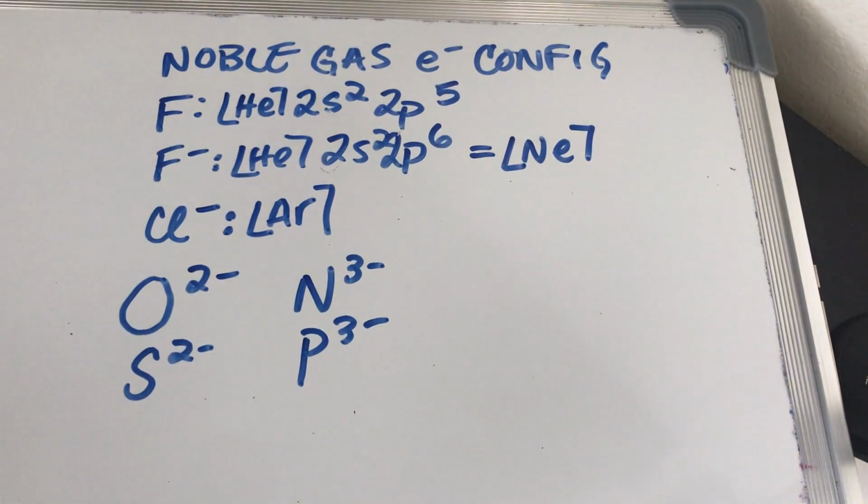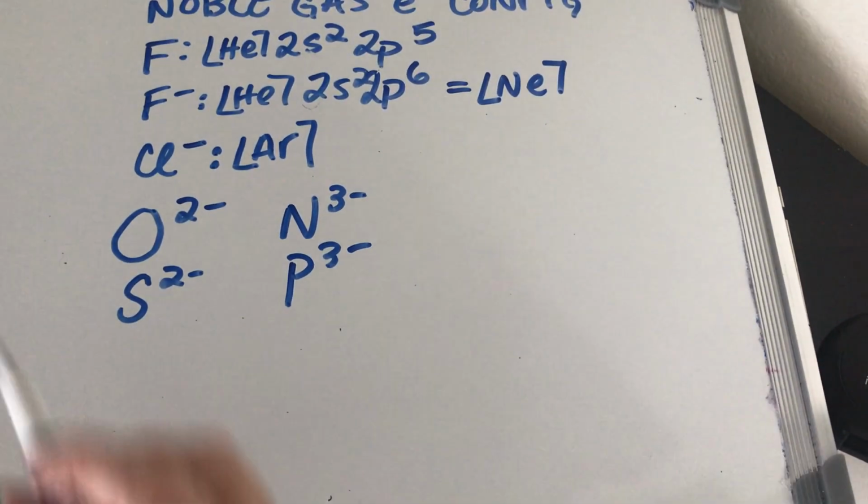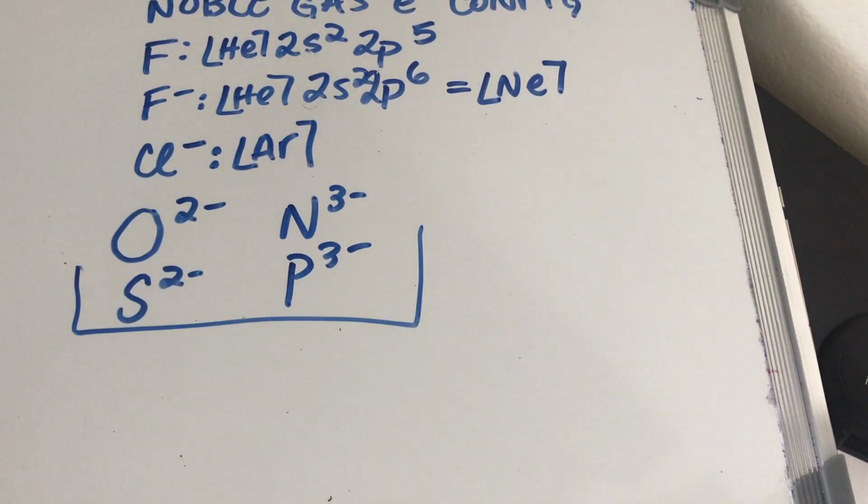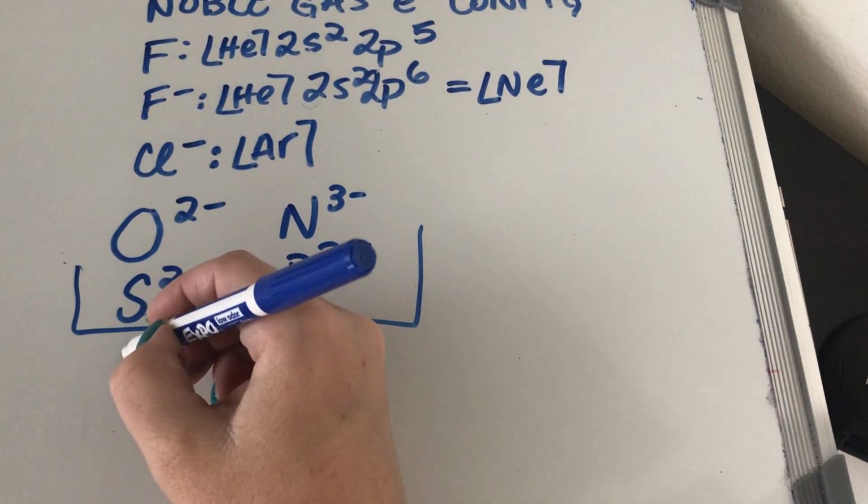So the last thing that I want to talk about is how we name ions, okay? So when we're talking about nonmetal ions, which nonmetals are always going to form what flavor of ion? Anions. Always anions, right? So we have the nonmetal name.